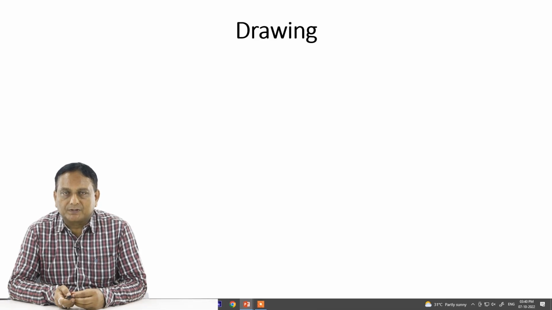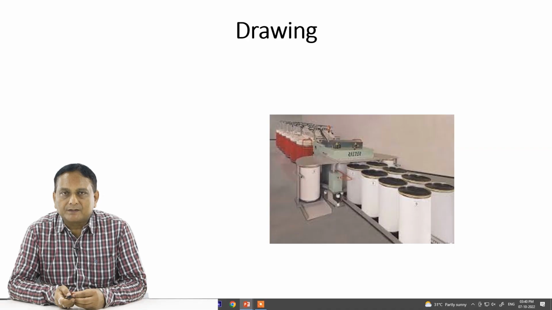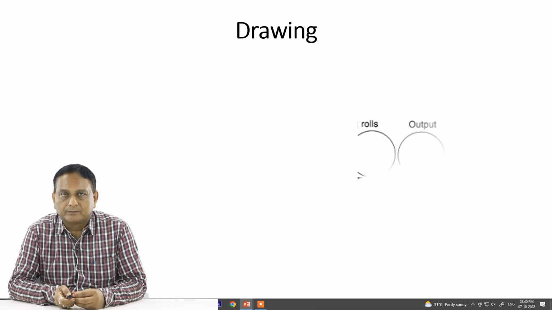Then comes the drawing operations. What do you mean by drawing? Now as you can see, the drawing operation is on. It eliminates the short fibers. It achieves better parallelization of the fibers, straightens the curls and removes naps and residue impurities. So those are the basic objectives. The main purpose is to get parallelization and some attenuation, so it becomes thicker to thinner fibers.